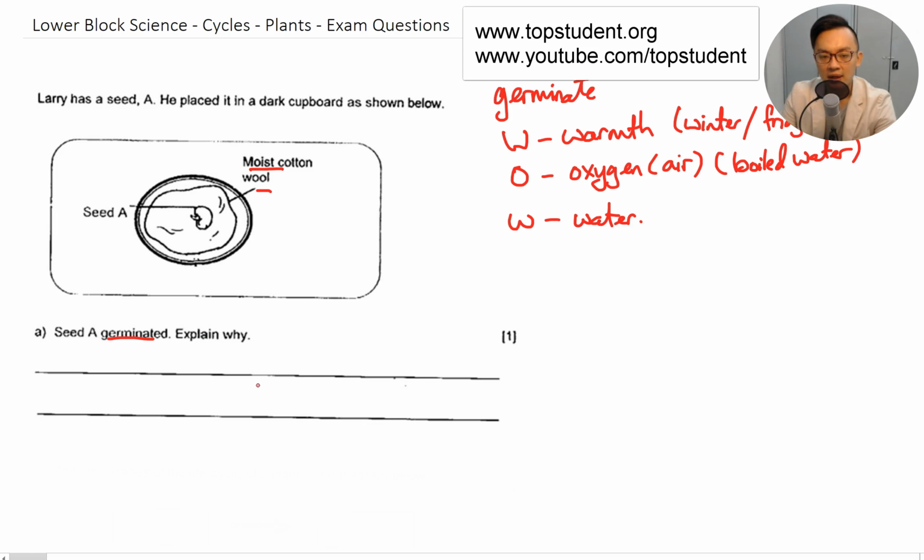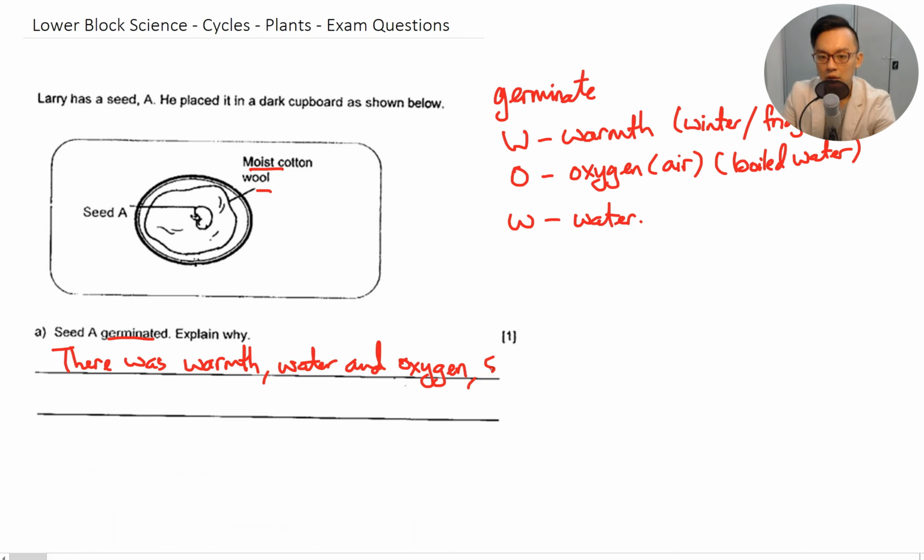So seed A germinated. Explain why. Seed A germinated because all three factors were present. There was warmth, water, and oxygen.